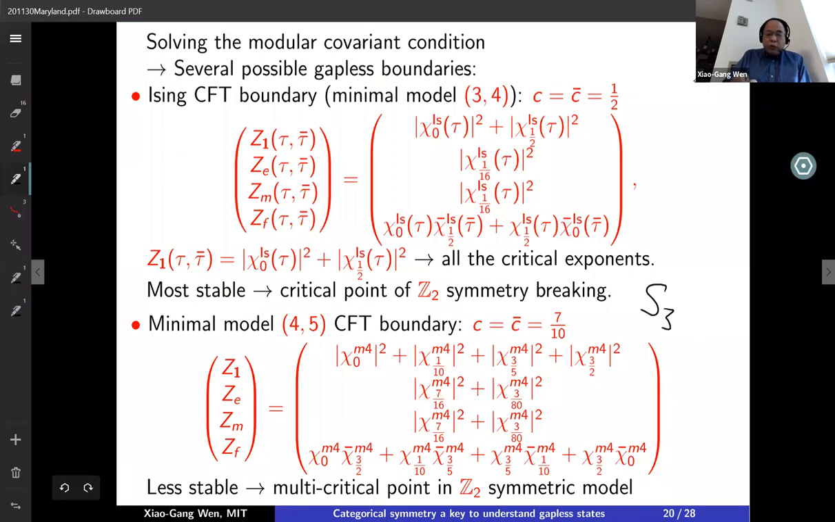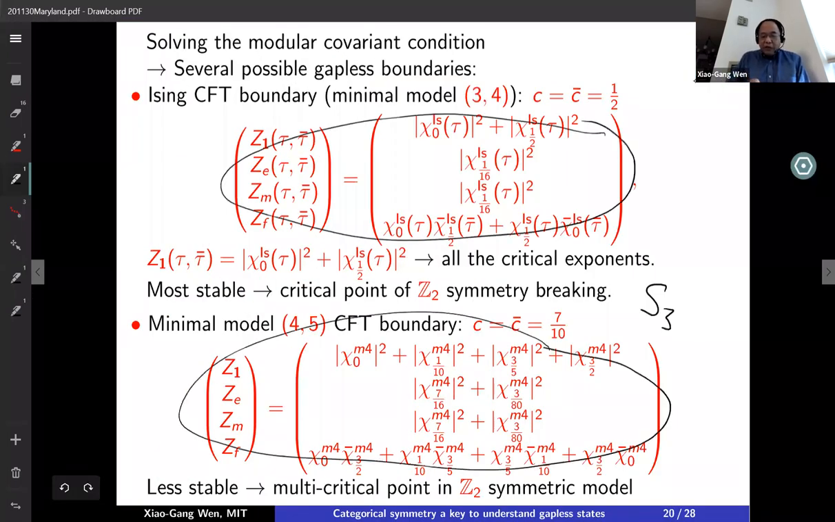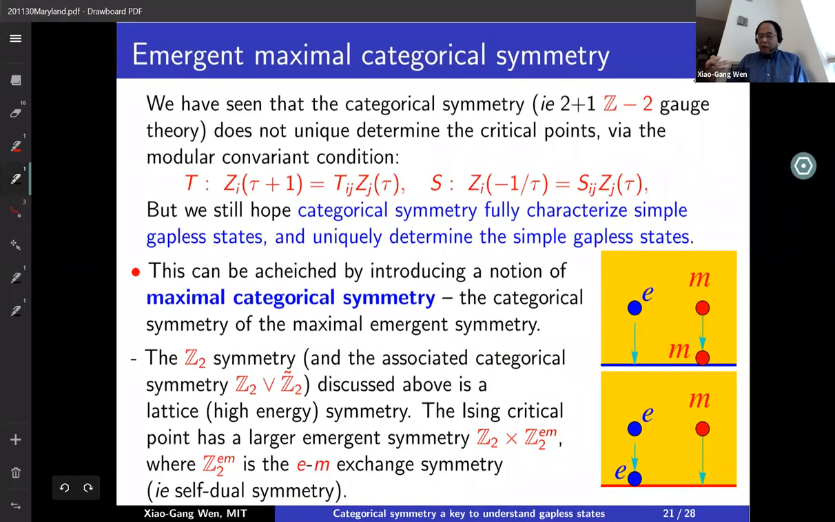Therefore, although these two models both have the same categorical symmetry as an exact symmetry, they have different emergent symmetry. They have different emergent categorical symmetry. So maybe this emergent categorical symmetry is the key. Because a gapless critical point always has an emergent symmetry, we should use the categorical symmetry associated with the emergent symmetry to characterize this gapless point. And this maximum emergent symmetry would give us this maximum categorical symmetry.